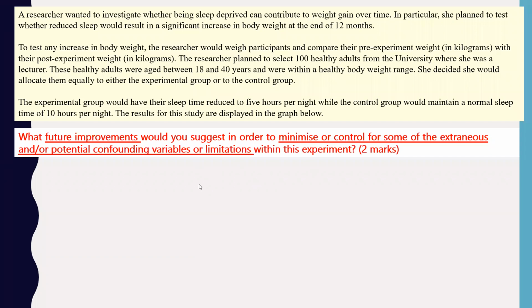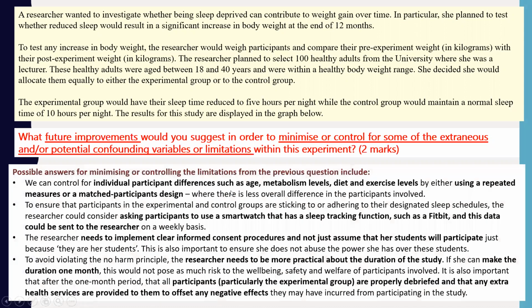Alrighty, so in this question, we're basically using whatever issues we found with the experiment in the previous question and suggesting future improvements for how we can minimize or control the effect of those other variables or limitations or weaknesses of the study. You'll notice here, I've given you a range of answers. You only need to really mention 2 for 2 marks, so you can choose any 2 that make the most sense to you.